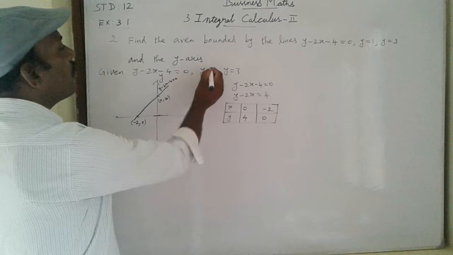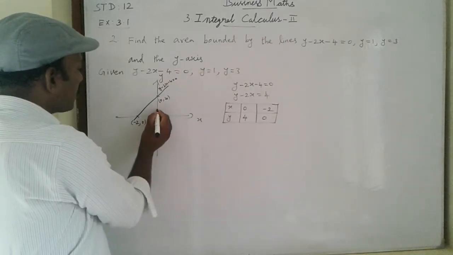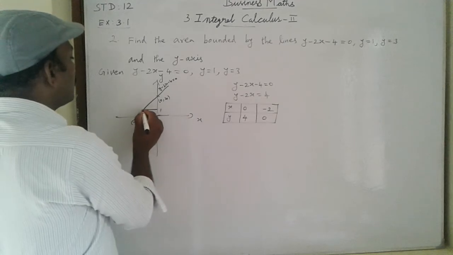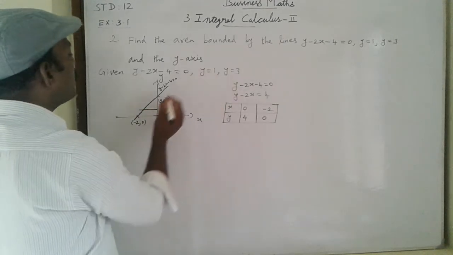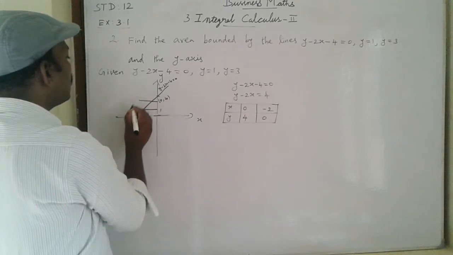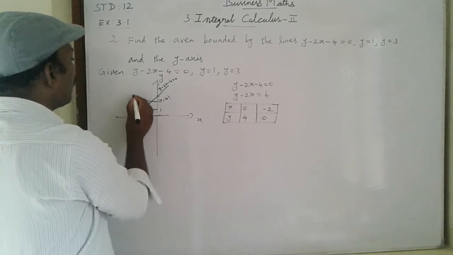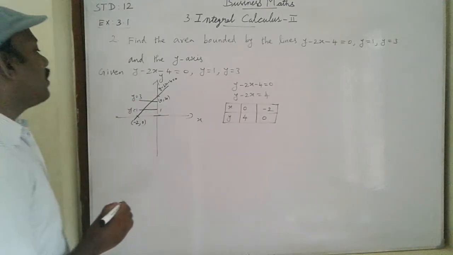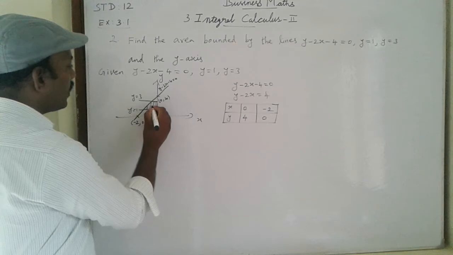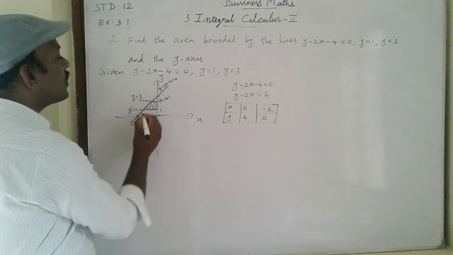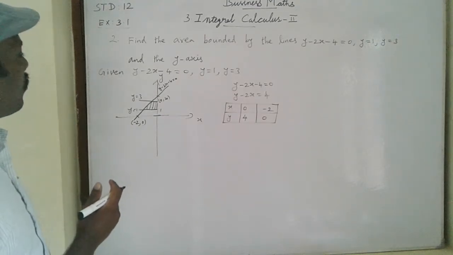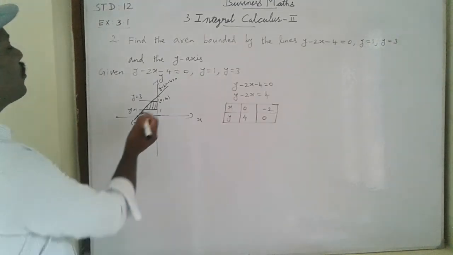Next, the limits are given. Approximately we take y equal to 1. Next y equal to 3. This is y equal to 1, y equal to 3. So we should find this area. This is on the left side of the y axis, the area on the left side of the y axis we should find out.